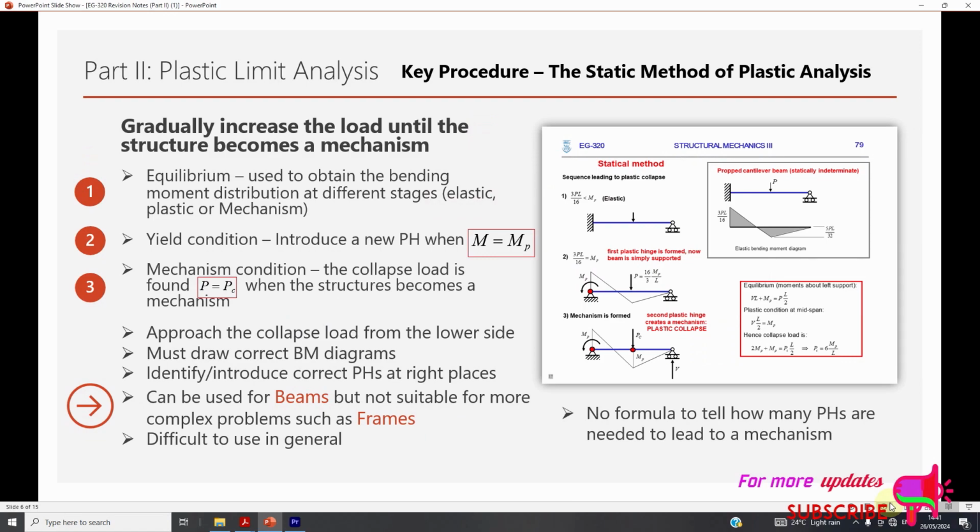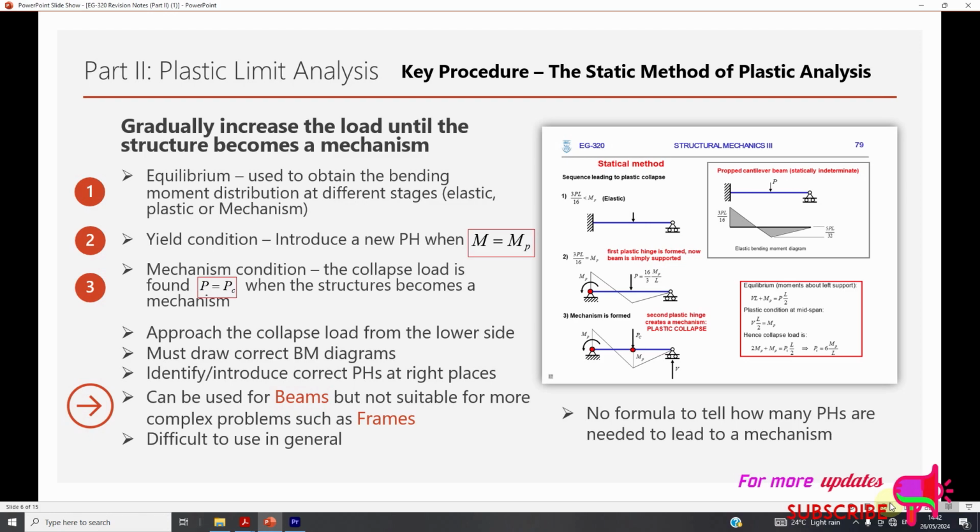Static method of plastic analysis. Gradually increase the load until the structure becomes a mechanism. Equilibrium is used to obtain the bending moment distribution at different stages: elastic, plastic, or mechanism. Yield condition introduces a new PH when M is equal to MP. Mechanism condition: the collapse load is found. P is equal to PC when the structure becomes a mechanism.